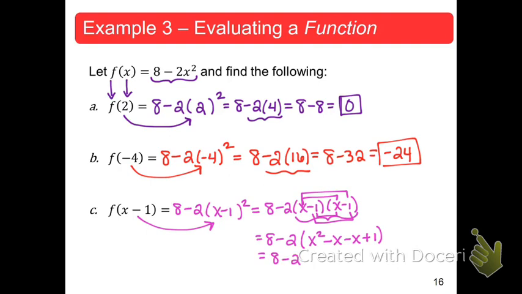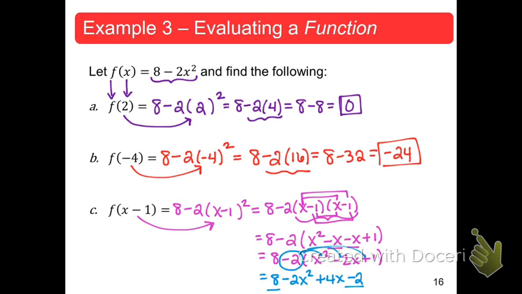So I'm going to simplify it. It's 8 minus 2. I get x squared. Negative x minus x is negative 2x plus 1. And now I'm going to take that negative 2 and I'm going to distribute it into this parenthesis. So I'm going to keep my 8. Negative 2 times x squared is negative 2x squared. Negative 2 times negative 2x is positive 4x. And negative 2 times positive 1 is negative 2.